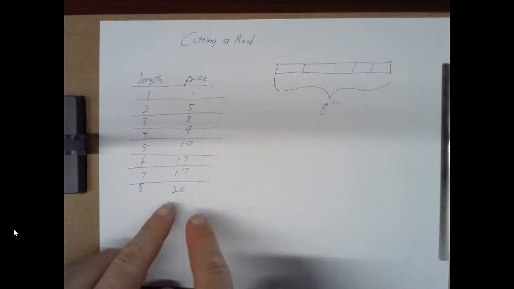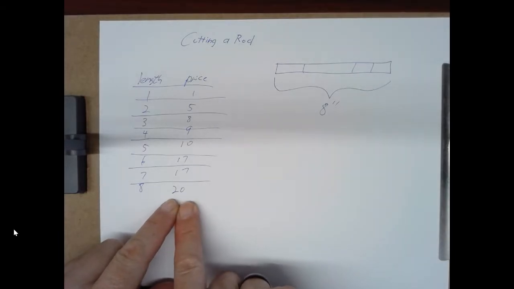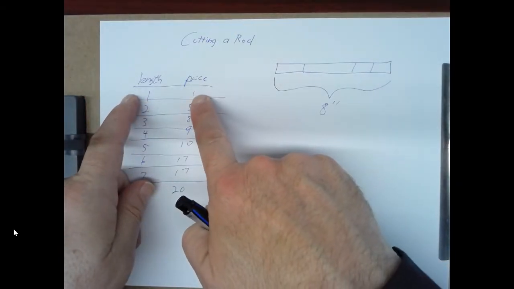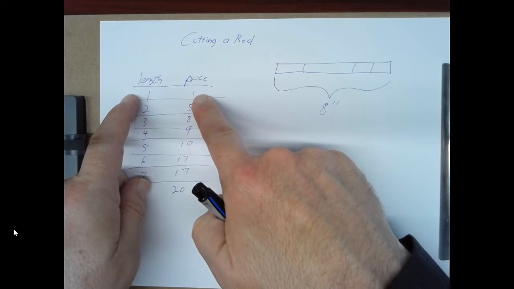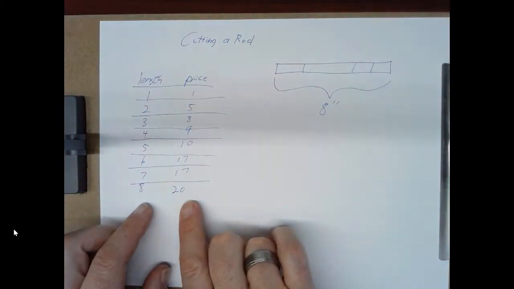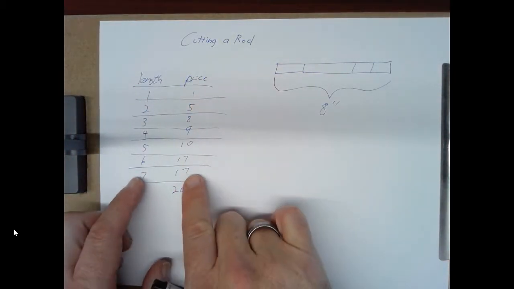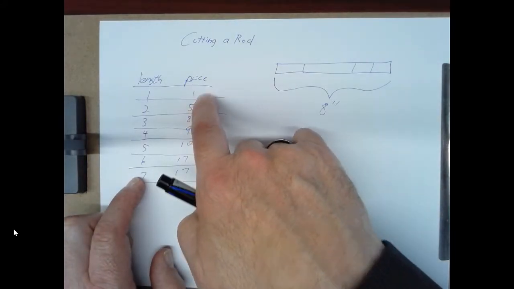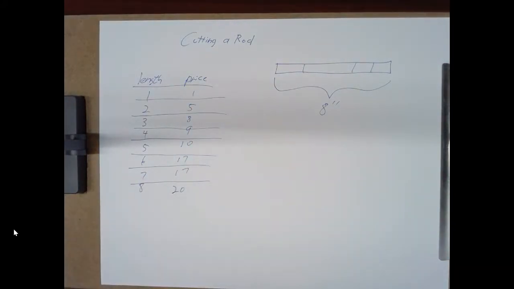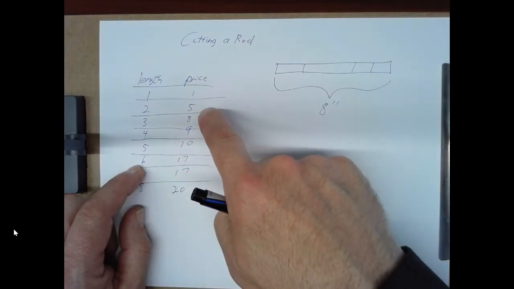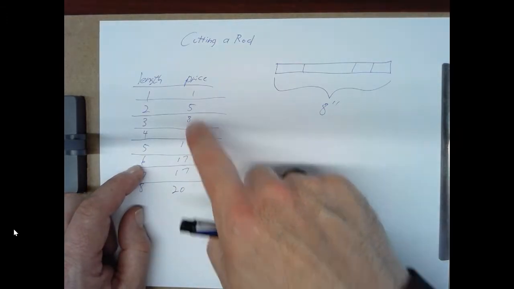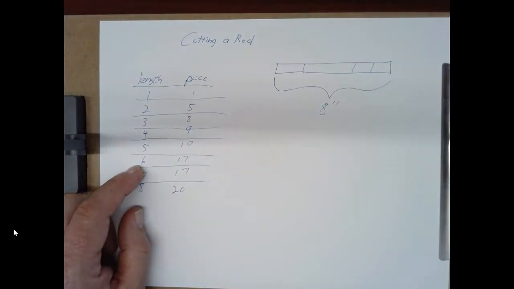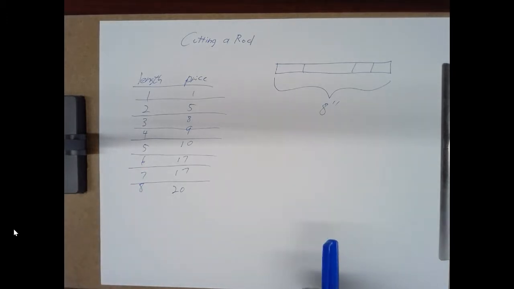And you know, one extreme, an 8-inch piece is worth 20 bucks. 8 1-inch pieces, they're worth $1 each. That's going to get you $8. That's not as good as $20. And a 7-inch piece and a 1-inch piece will get you $18. A 6-inch piece and a 2-inch piece will get you $22. A 6 and a 1 and a 1 will get you $19, and so on. So how can we find the optimal way to chop up this rod?